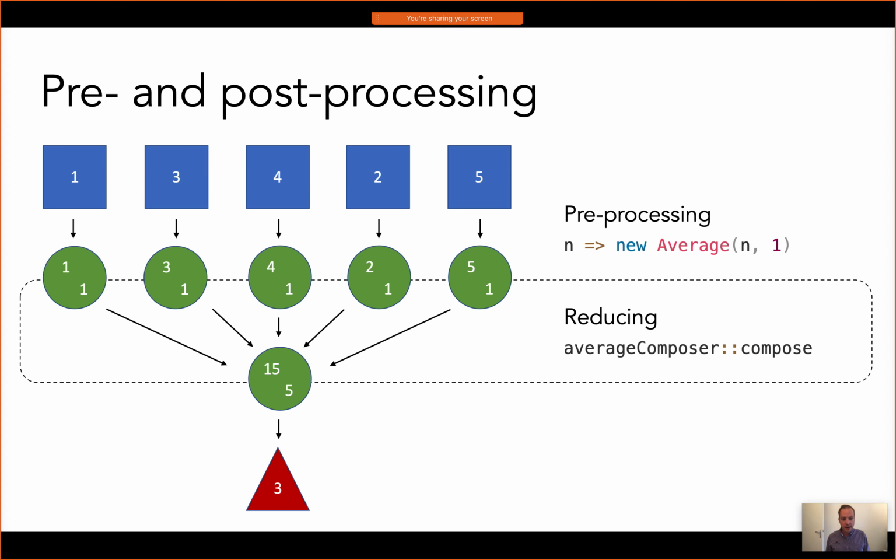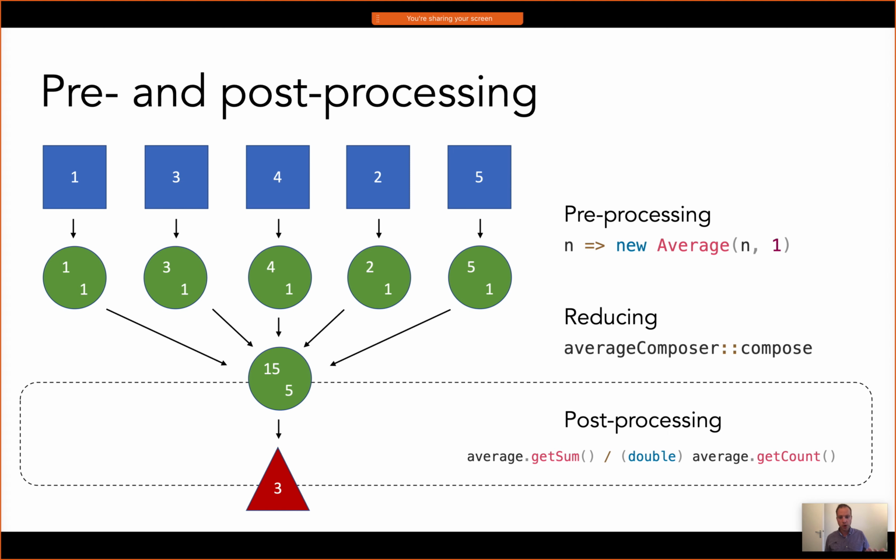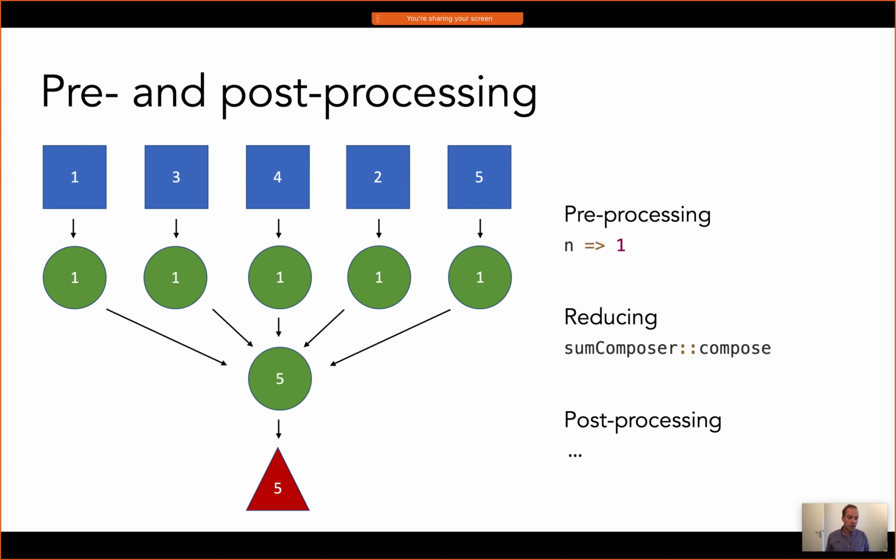And only then can I use my reduction, my composition operator, and then I have to do some post-processing. I have to divide the sum by the count. And this is the same in a lot of other examples. Here, for instance, for counting numbers, I have to map every element to 1, sum all the ones together, and then I don't have to do any post-processing operation here because 5 is already the answer. But in the most general case, I have a pre-processing step, a composition operation, and a post-processing step, right?